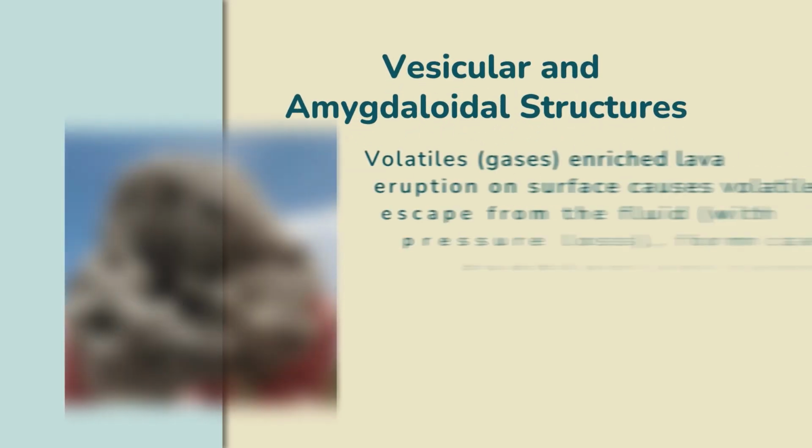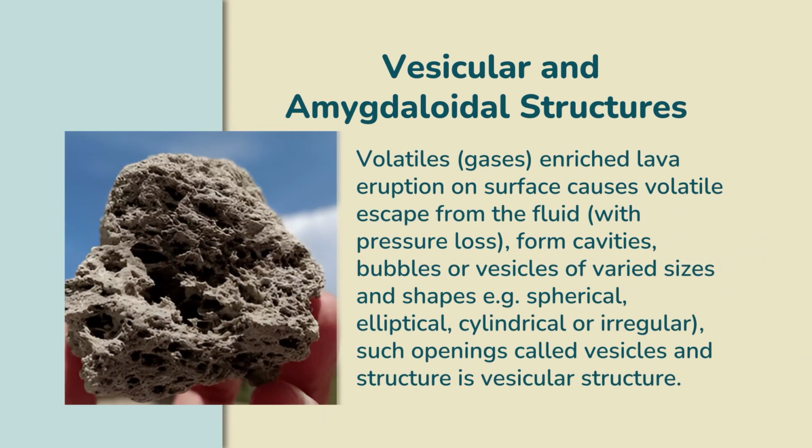It cannot be seen without the aid of a microscope. So texture can be seen or studied only under the microscope, whereas structure can be seen with unaided or naked eyes. Broadly speaking, vesicular and amygdaloidal structures are the two important structures.